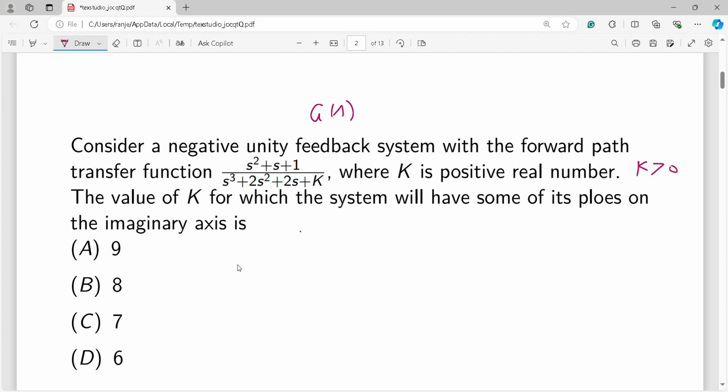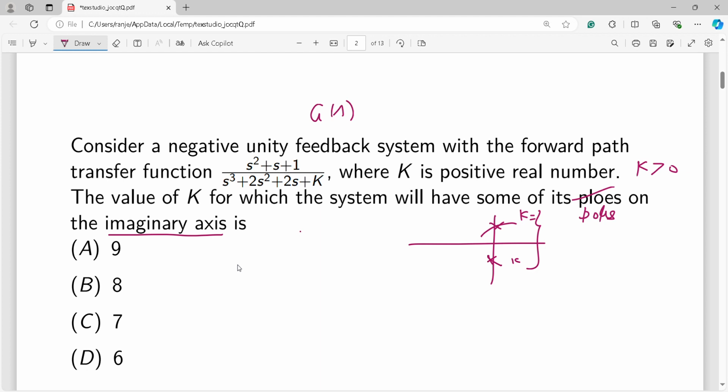The value of k for which the system will have some of its poles on the imaginary axis. Like, they are asking for what value of k the system poles will be on the imaginary axis. So for this, what is the k value? So how to solve this type of question?